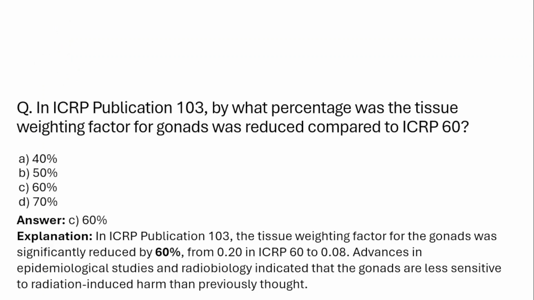You know that tissue weighting factors changed, either increased or decreased, from the ICRP 60 to the ICRP 103 publication. For gonads it is reduced from 0.20 to 0.08. So the percent variation in this is 60%.